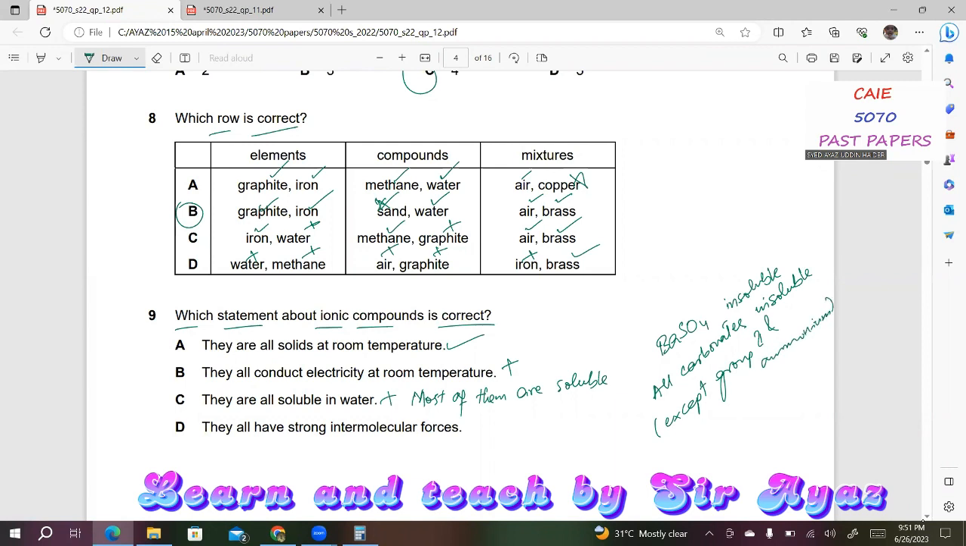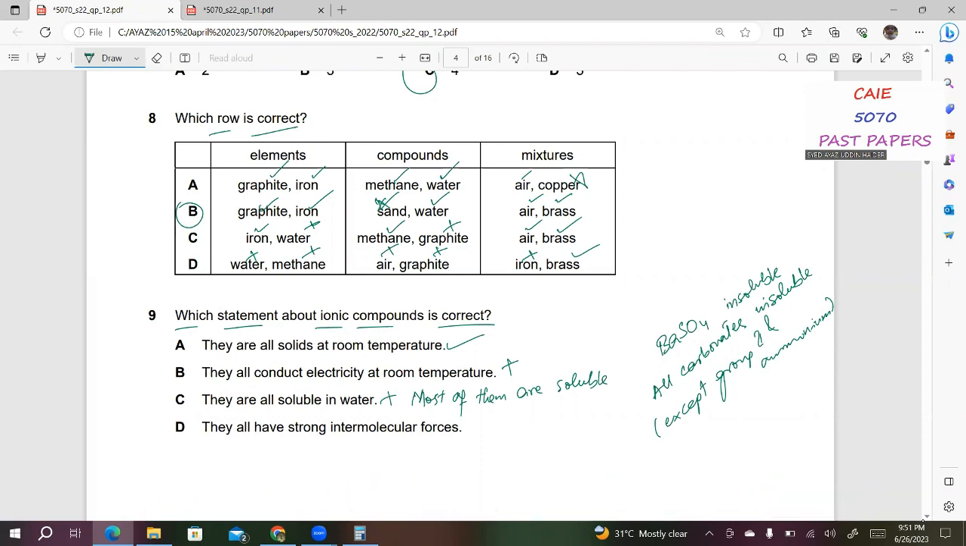So not all the ionic compounds are soluble. They all have strong intermolecular force. This is also wrong because they have strong electrostatic force. So only choice A will be the right answer here.